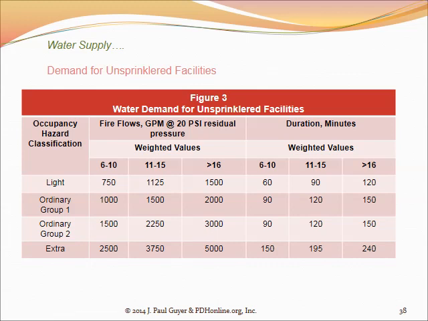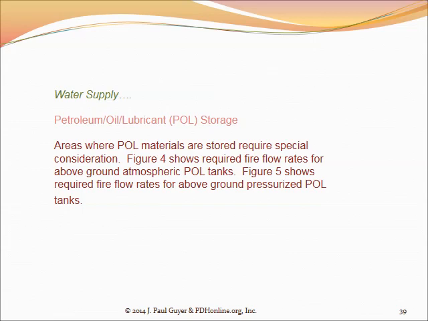And the more points your building gets, the more water you need to have. So if you had a total of over 16 points, light hazard would be 1,500 GPM, up to the extra hazard 5,000 GPM. And what is the duration over which that GPM must be available? That's given in the 3 columns on the right. 6 to 10 points, the duration is 60 to 150 minutes. On up to over 16 points, it's 120 to 240 minutes. And that's the system. And it's simple, it's straightforward, and it's proven.